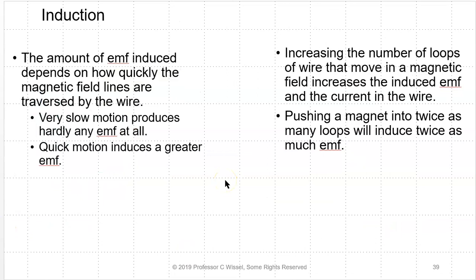Okay, so induction. The amount of EMF induced depends on how quickly magnetic field lines are traversed by a wire. Very slow motion produces hardly any EMF at all. Quick motion produces greater EMF. Increasing the number of loops of wire that move in a magnetic field increases the induced EMF in the wire. Pushing a wire into twice as many loops will induce twice as much EMF.